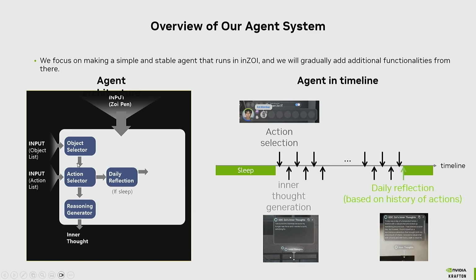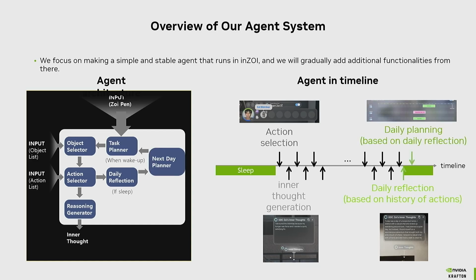Next, we added daily reflection agent. This enables Joy to reflect on the day before going to sleep and captures the key moment and thoughts of the day. That's the role of daily reflection. And finally, we introduced the daily planning agent, which takes insights from daily reflection and uses them to plan the next day more meaningfully.